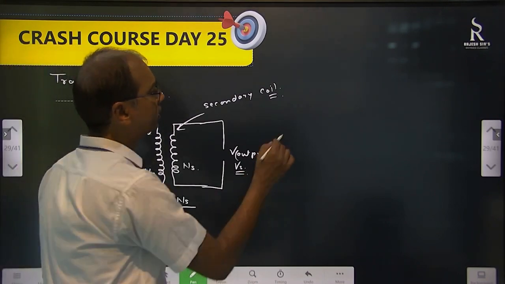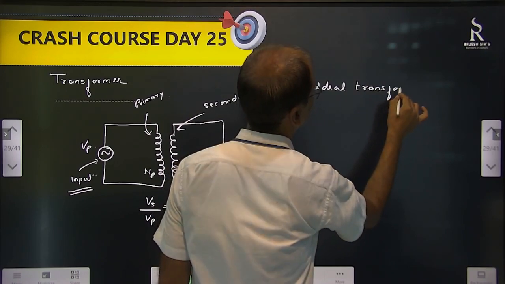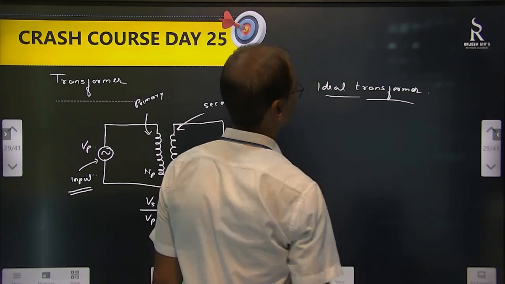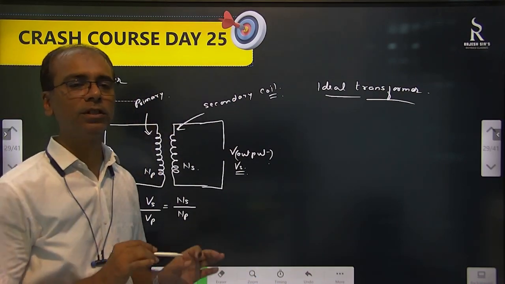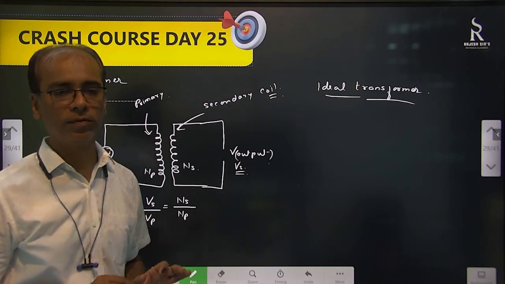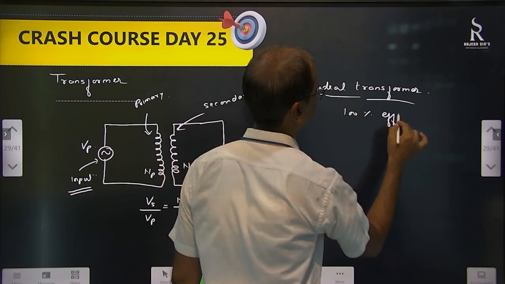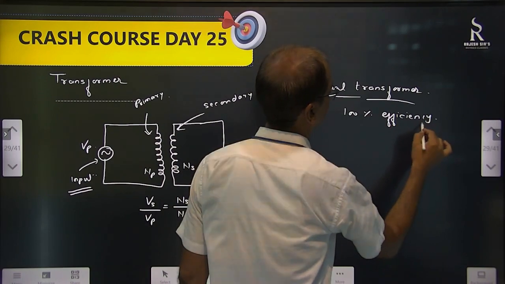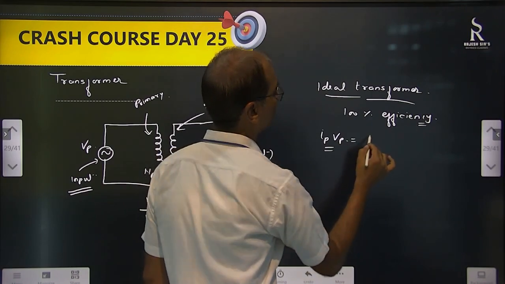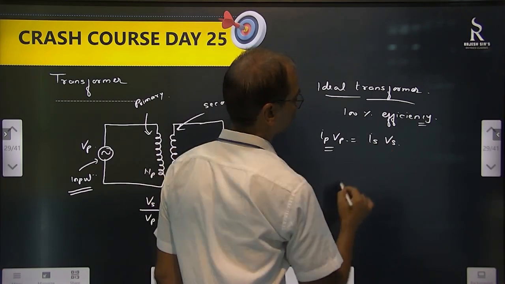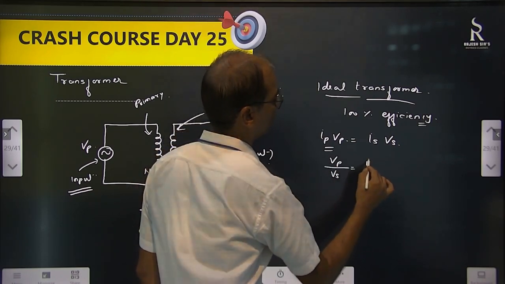And for an ideal transformer, we know that power should be conserved, or efficiency should be 100%. Normally also in a transformer, efficiency is very high; 98% is a very normal efficiency. So ideal transformer means 100% efficiency. That means Ip into Vp, the input power, must be equal to Is into Vs. If that is true, then Vp by Vs will be equal to Is by Ip.